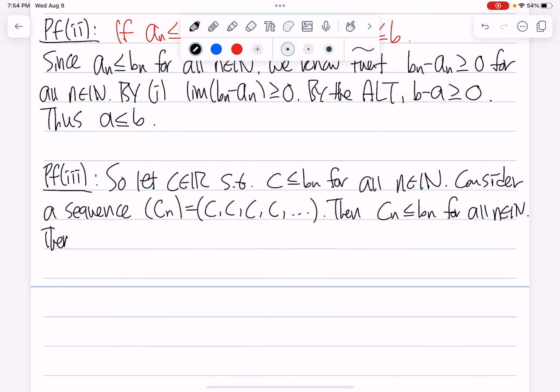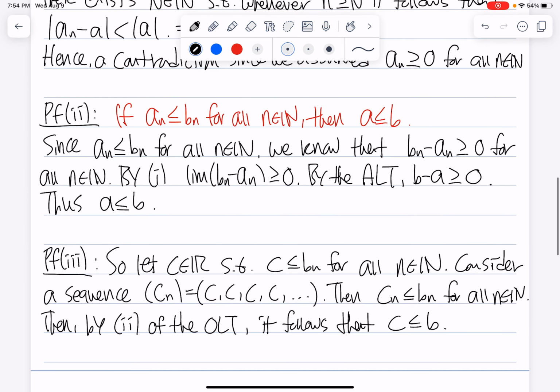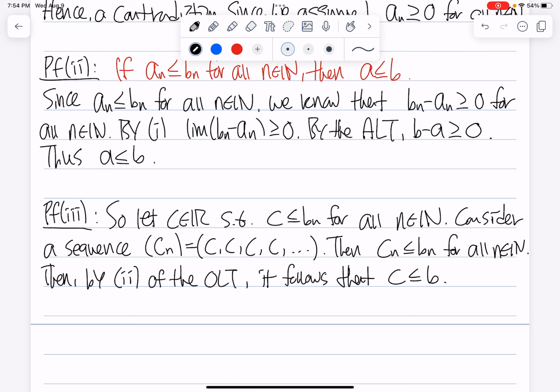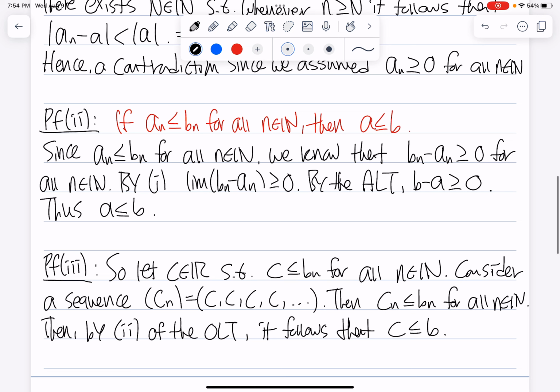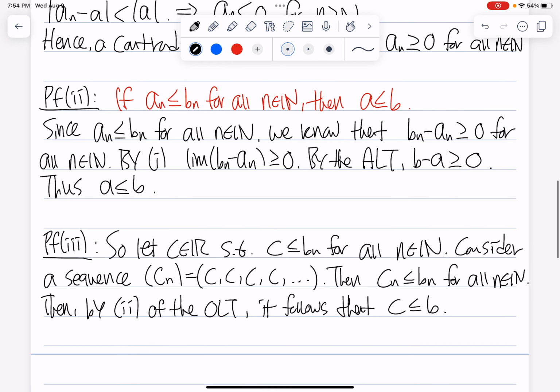Then by part 2 of the order limit theorem, it follows that c is less than or equal to b. Since the sequence cn is less than or equal to bn for all the natural numbers, by the order limit theorem part 2 we proved up here, it follows that c has to be less than or equal to b. And that's the end of the proof of the order limit theorem.